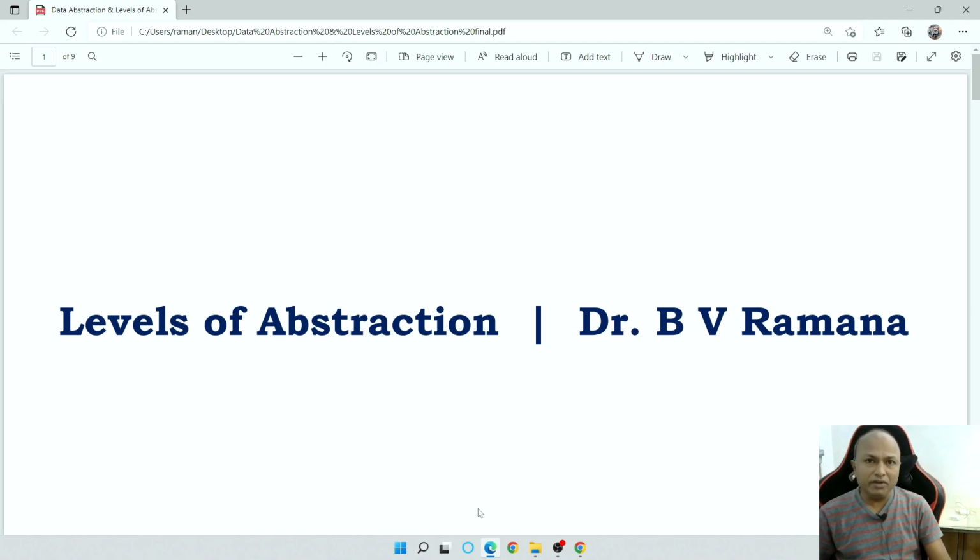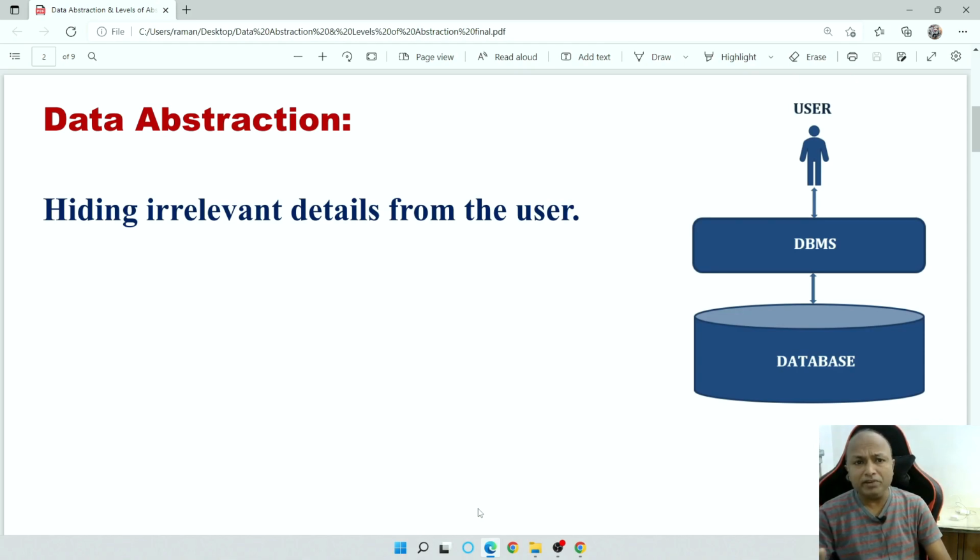In the previous video, we understood data abstraction is one of the advantages of database management system. In this video, we will discuss levels of abstraction. We have three levels. That's why it is called three levels of data abstraction, or you can say three levels of schema, or views of data. We will recollect some information regarding data abstraction.